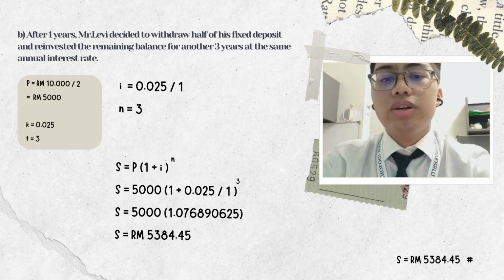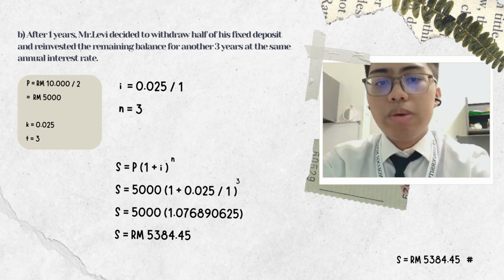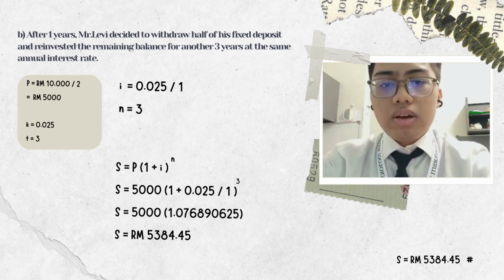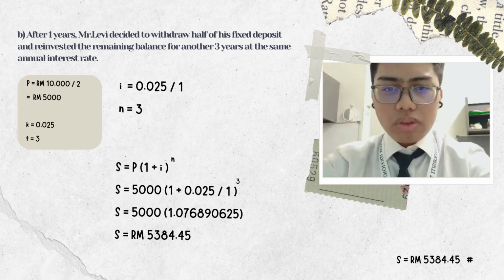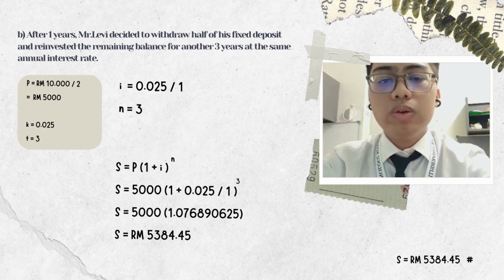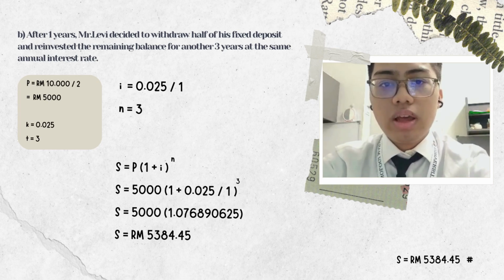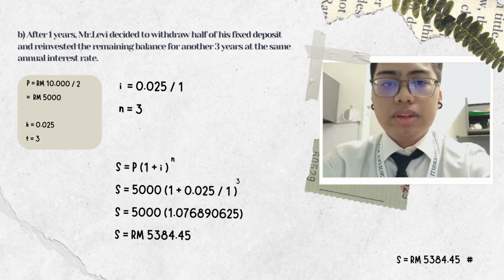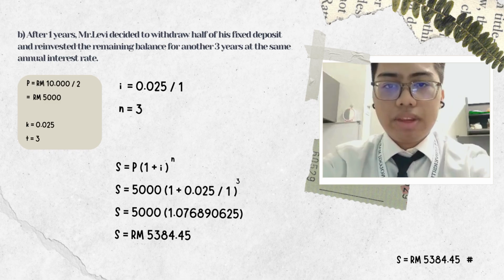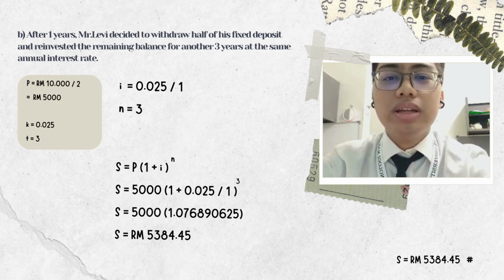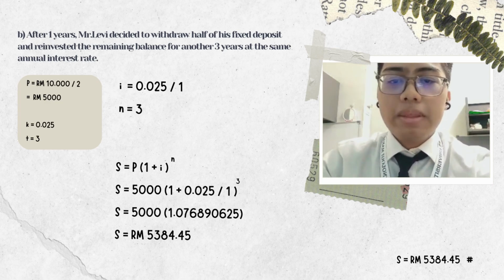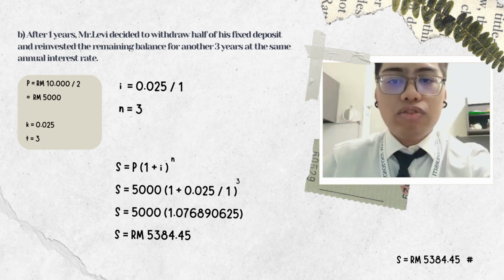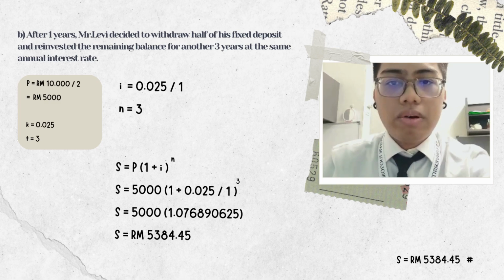As we know, the formula for the question is S equals P open bracket 1 plus I close bracket to the power of N. We only need to put in the numbers and it will look like S equals 5,000 open bracket 1 plus 0.025 divided by 1 close bracket to the power of 3. All we need to do now is put in the numbers and calculate the answer. The answer will be 5384.45.